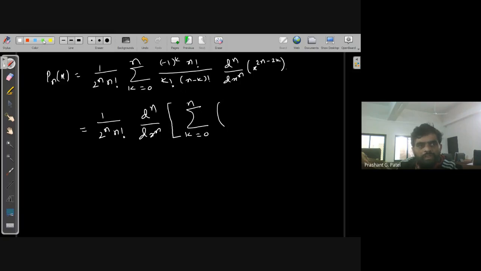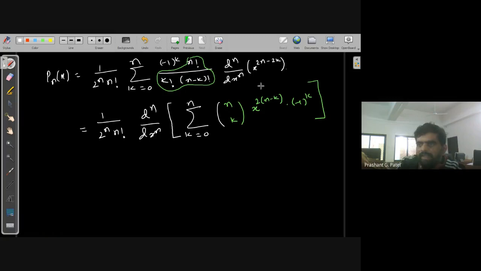This quantity that we have here is exactly nCk, and x power n minus k is there into minus 1 raised to k, which we have written here. So this green quantity is nCk. This derivative I have taken out of this summation and am just rewriting this quantity.